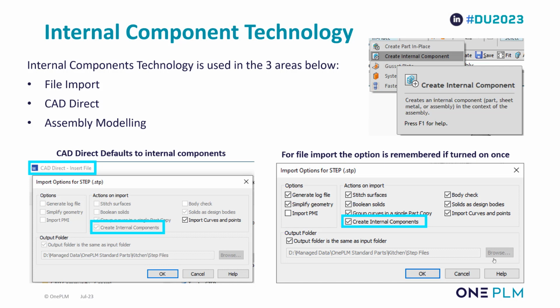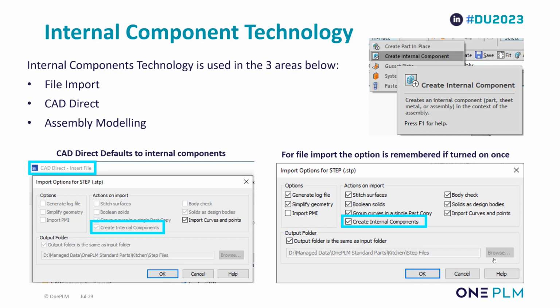So internal component technology, we've seen that there with CAD Direct, but it's also used for file import. We've seen CAD Direct and assembly modeling. So you can see we've got the different options. So when we bring files in, we can choose to create internal components. For CAD Direct, this is the default setting.